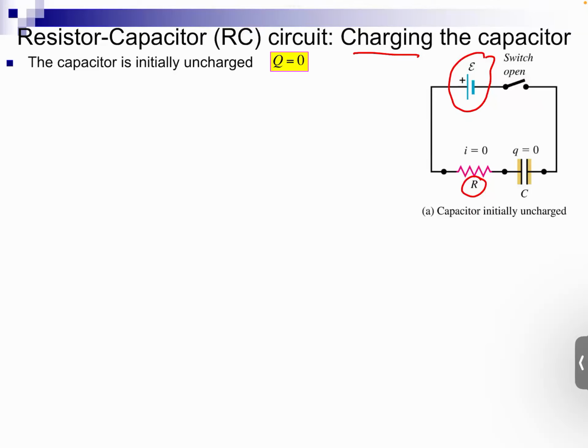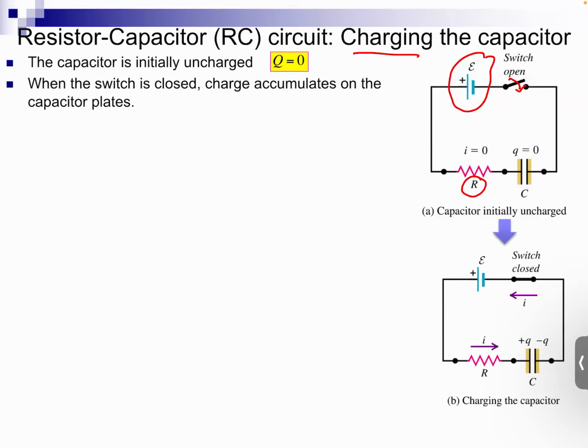Right, so here's your RC circuit. Initially, the capacitor is uncharged, so Q is equal to 0. If you close this switch so that you create a closed circuit, current can therefore flow. And we said that current flows from the positive terminal to the negative terminal of the battery. Hence, you have this direction for the current flow in the circuit.